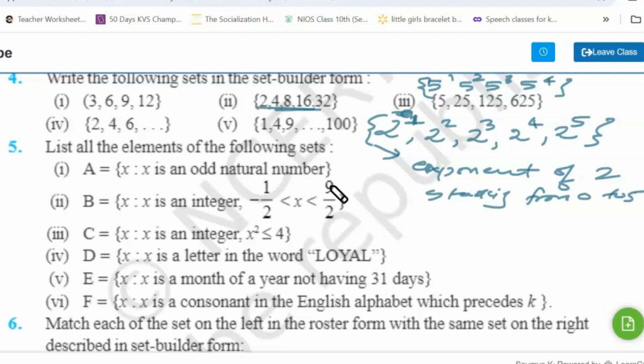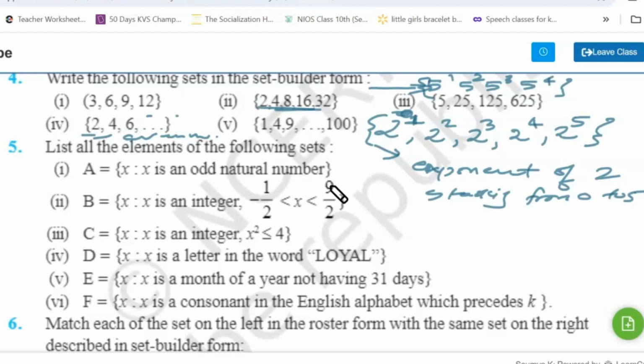Next one is a similar pattern of 5. You can check here: 5 to the 1, 5 to the 2, 5 to the 3, 5 to the 4. This is the pattern followed here. Same way, write for 5 also. Then comes 2, 4, 6, and it goes on. So in this one, you can see 2, 4, 6, even numbers. These are even numbers, and here it is not ending. So it is even natural numbers.